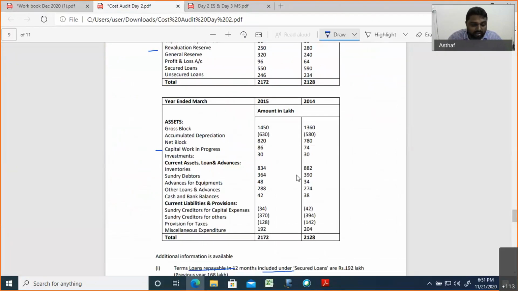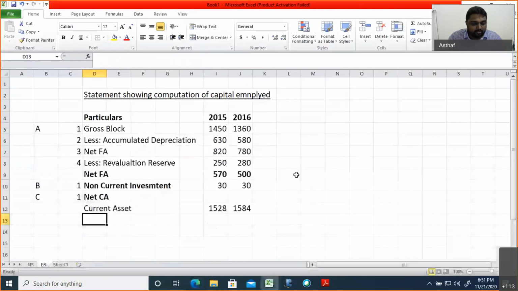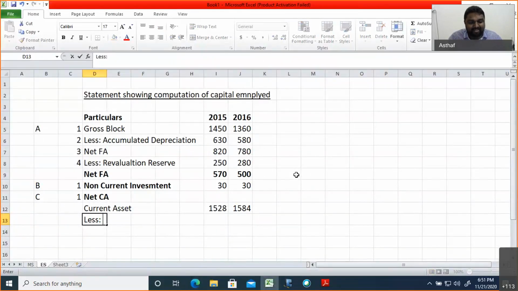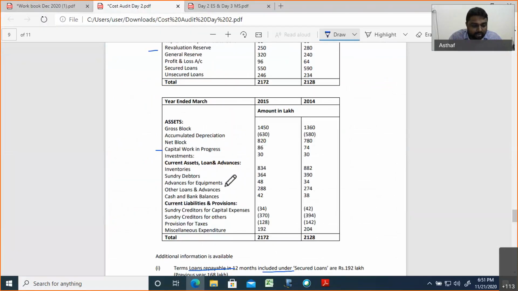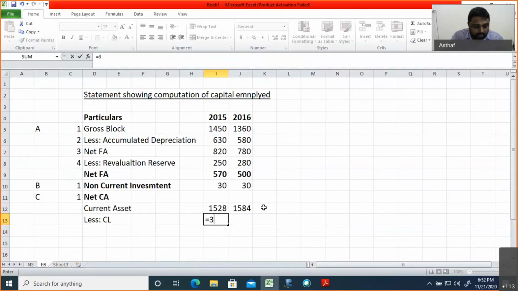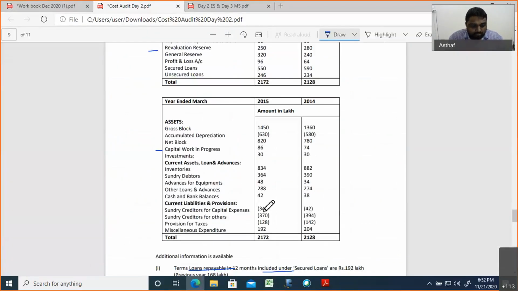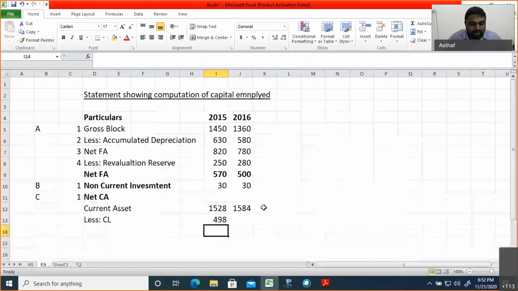So how will we find out net current asset? From the current asset, we will subtract current liability. So what all items will come under current liability? Sundry creditors for capital expense will not come. Same logic, capital work in progress we have not considered, so anything related to that will not come. So sundry creditors for others will come, which is 370. Provision for taxes will come, which is 128. Miscellaneous expenditure is not a current liability, so those items will not come.